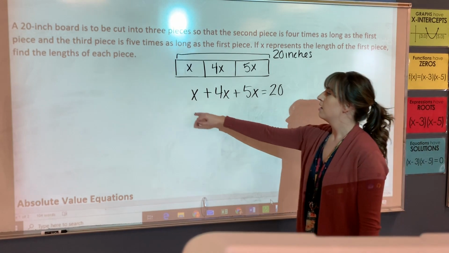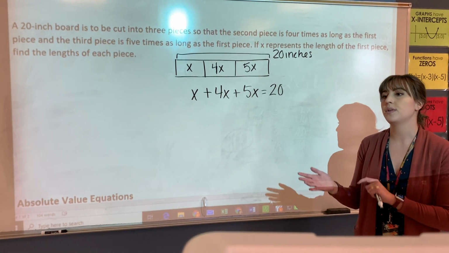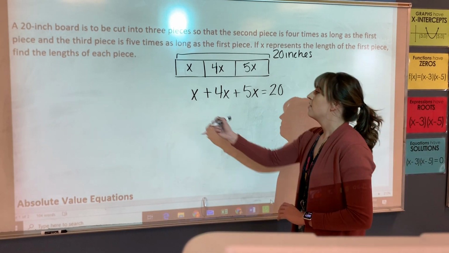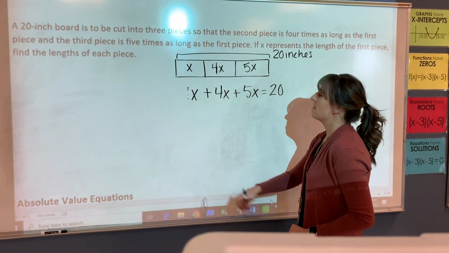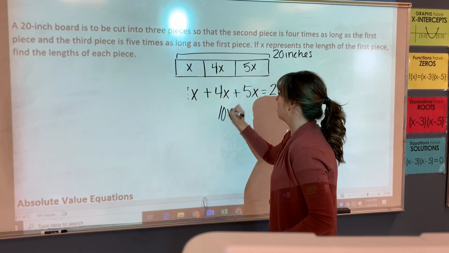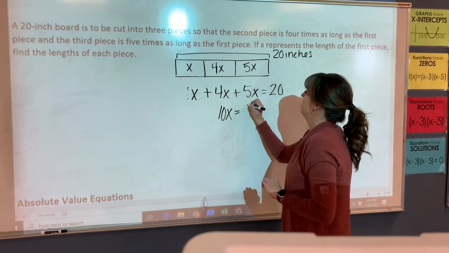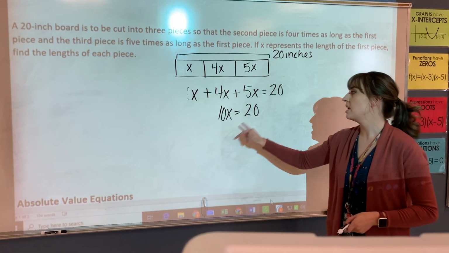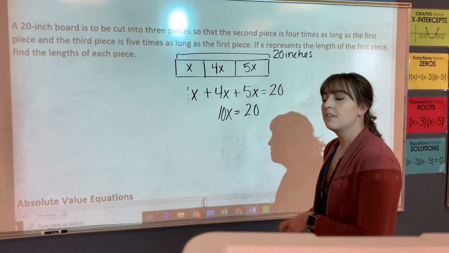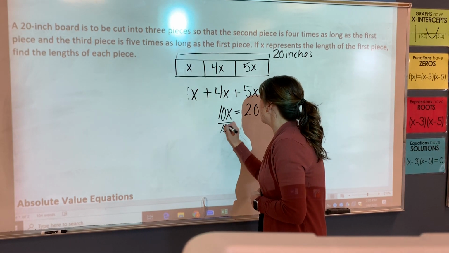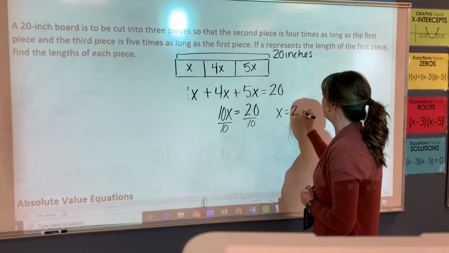Okay. Now we are going to combine like terms, and each one of these terms has an x with it, therefore they're all like terms. There is an invisible 1 here, so I'm going to add 1, 4, and 5 together, which will equal 10x, because 1 plus 4 is 5, and 5 plus 5 is 10. I didn't do anything with the equals 20, so I just brought that down. 10 and x are being multiplied, so to get x by itself, we are going to have to divide both sides by 10. And so therefore x is equal to 2.